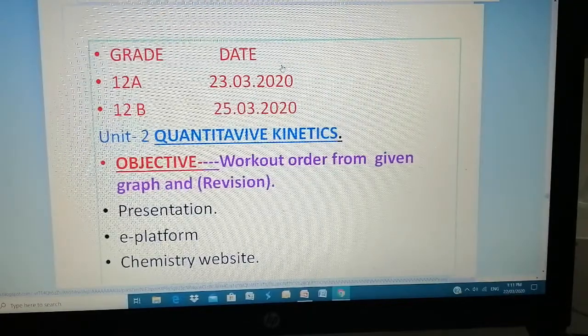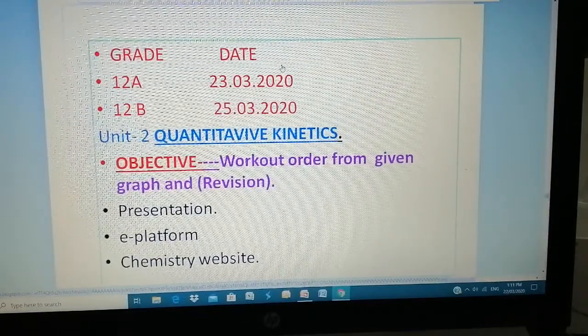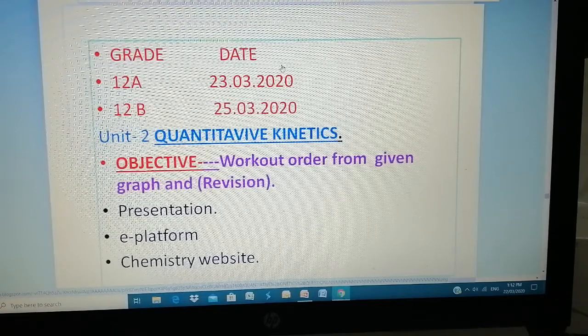Hi, good morning, students. Today's topic is how to work out the order from a given graph.